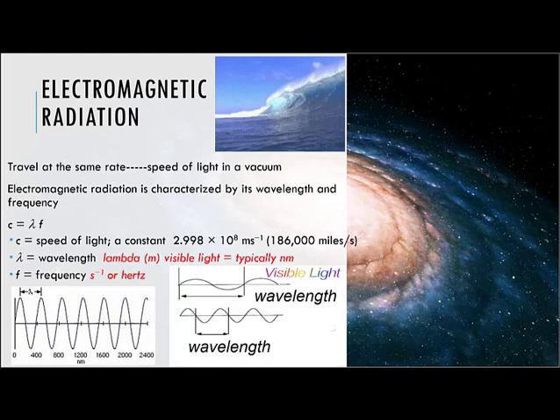The wavelength and the frequency are related to the speed, this c, the speed of light. The speed of light is 2.998 times 10^8 meters per second. That's a constant. That is the speed of visible light and all other forms of electromagnetic radiation in a vacuum. That's about 186,000 miles per second. Now, does light travel as particles or waves? Well, we'll talk more about that later.